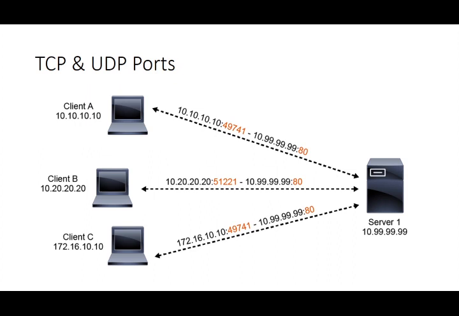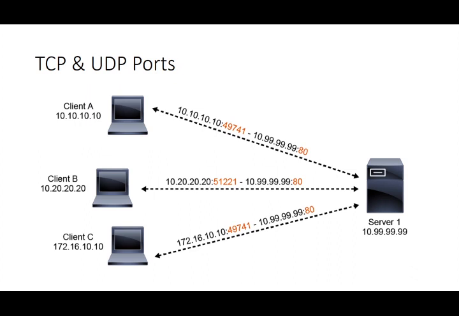The SYN-ACK is going to be directed to that ephemeral port that client A selected, port 49,741 in this case. So in the return packet or the return segment from server 1, it will have a destination address of 10.10.10.10 with the destination port of 49741, and the source address will be 10.99.99.0 with the source port of 80.